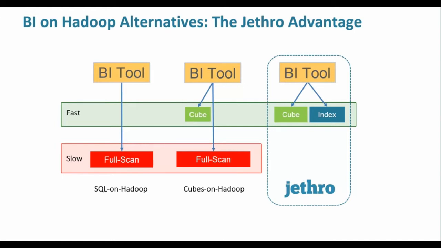Lastly, Jethro's approach, which completely eliminates full scan from the equation. We use a combination of cubes and indexes. Those queries that can match a cube will use a cube, and if not, we'll use an index to speed them up. So as a result, we can guarantee that all queries will run fast. And with that, I'll hand it over to Boaz to give us more details on the technology.